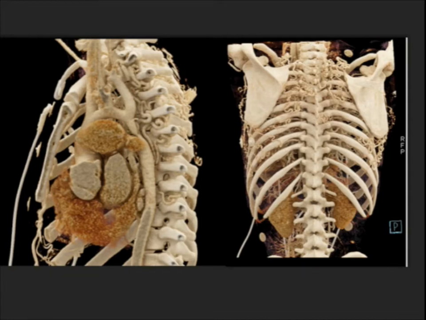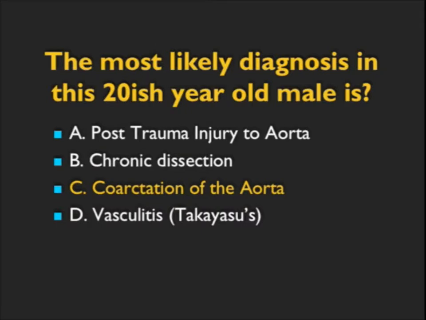This month I'm showing you a lot of cinematic rendering because I thought I had great cases, and I thought you'd appreciate the visualization. Very nice visualization. This patient, though you can't be certain on this image, had a bicuspid aortic valve.